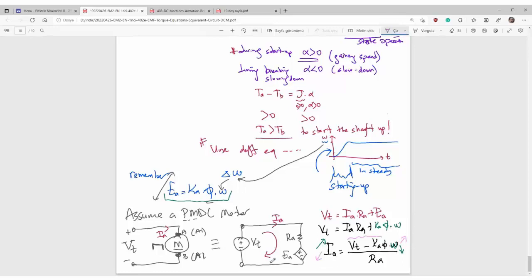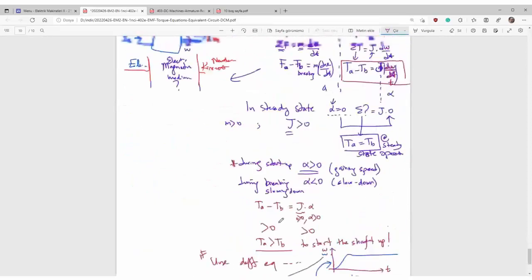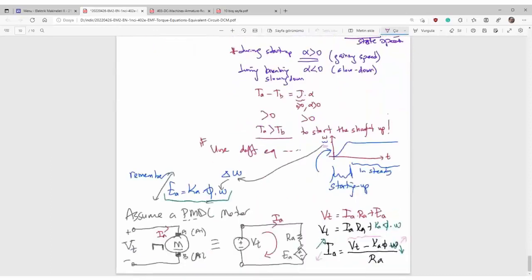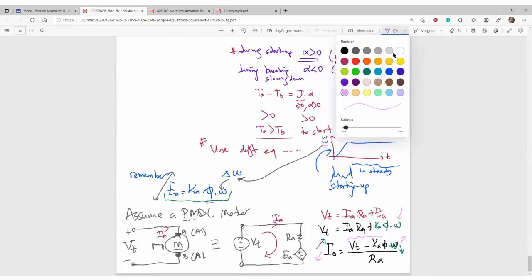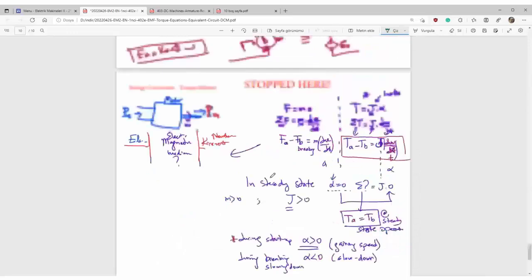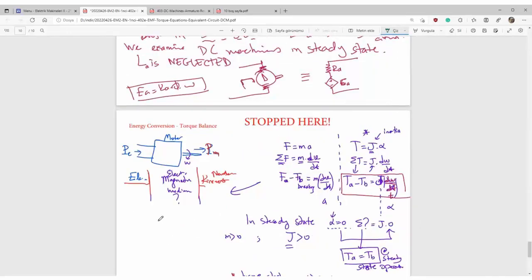You see how mechanical and electrical worlds interact with each other. The mechanical world makes some interaction and speed is the result. Speed comes to the electrical world and results in some current change. In fact, there are some electromagnetic events happening inside the machine. We will talk about it today. We call it armature reaction.